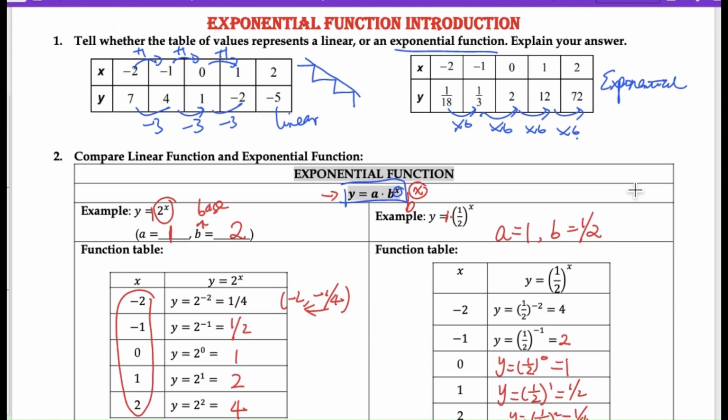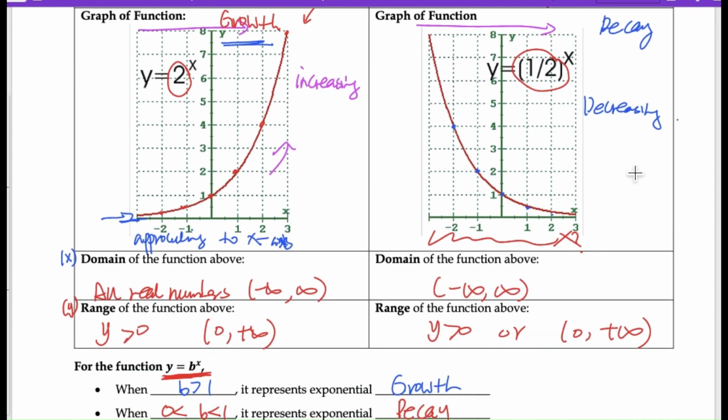Okay, that's just a quick lesson. I just want to share with you some basic features of the exponential function.